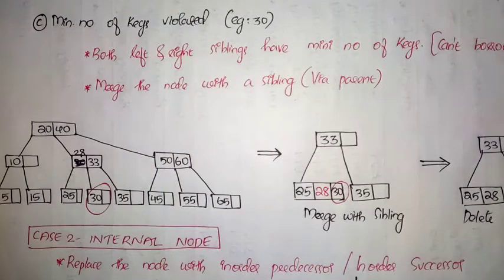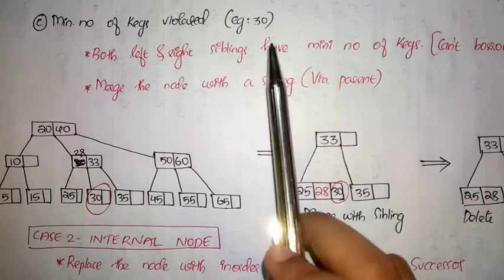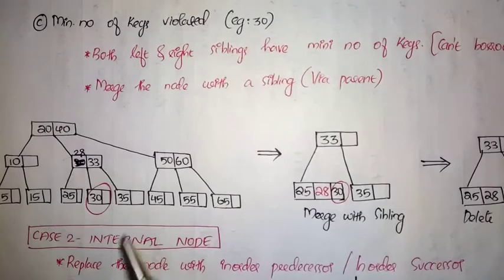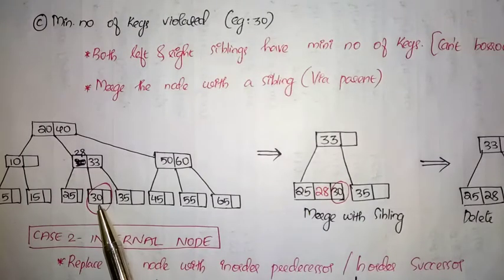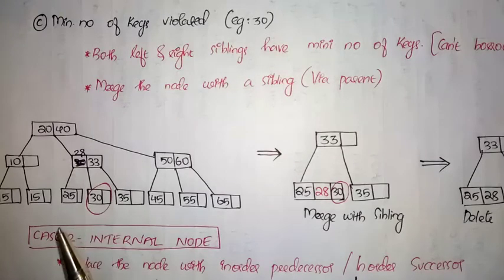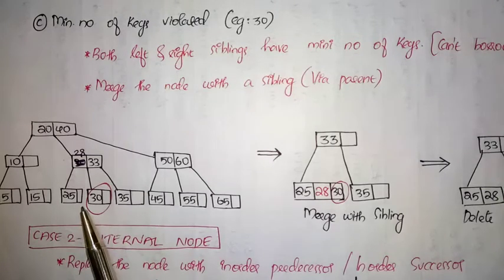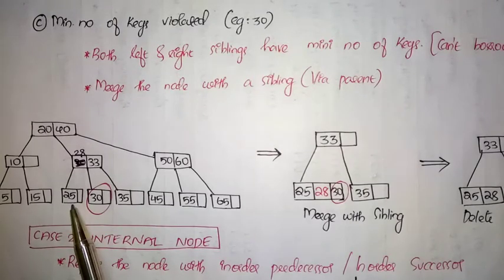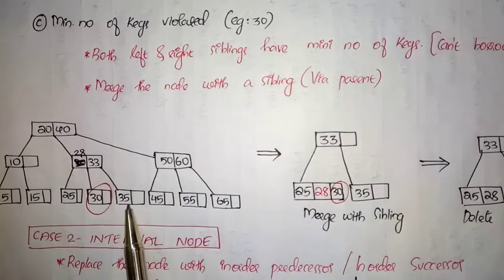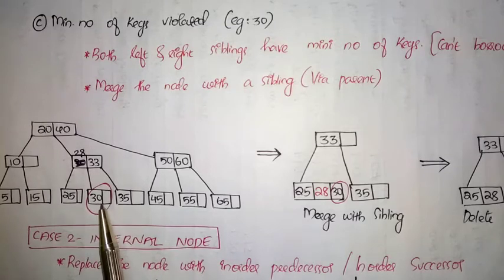That is, we are going to delete a leaf node itself, for example 30. This is 30. Can I borrow a key from the right or left sibling? No. Why? Because the right sibling only has a single key and the left sibling also has a single key. The minimum number of keys should be 1. So neither right nor left will be able to give a key to their sibling.